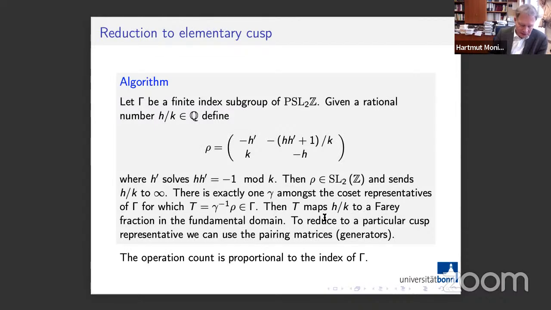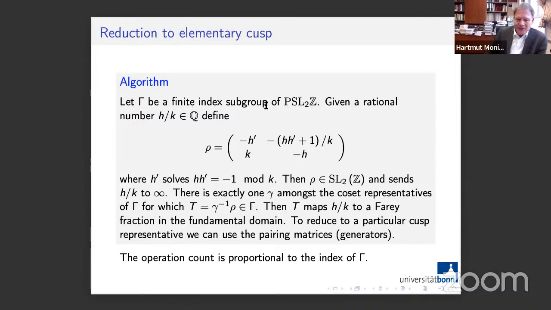Now, before we start the calculation, I would like to explain to you again what I said last time, what I mean by reduction to elementary cusp. And then I would like to explain the difference between a congruence and a non-congruence group.